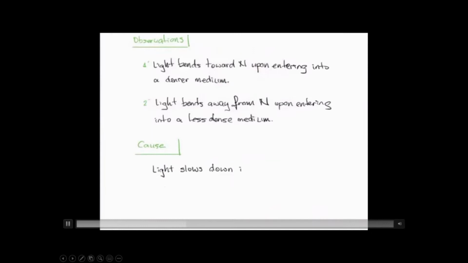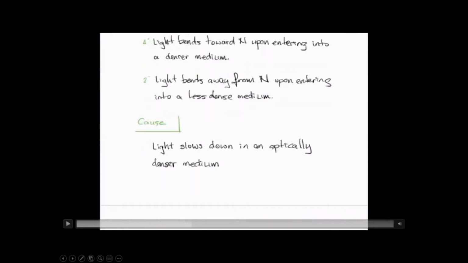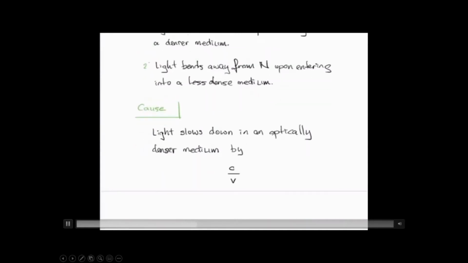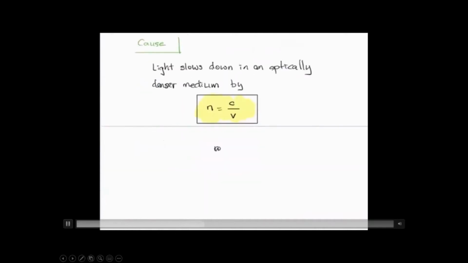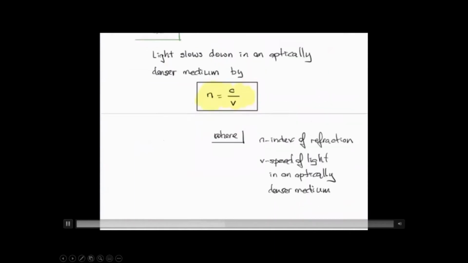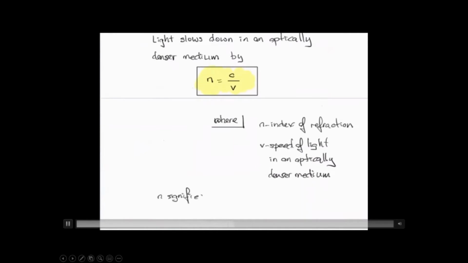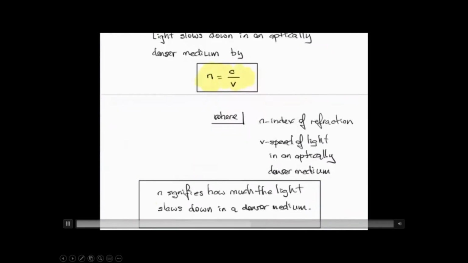The cause is that the light is going to slow down. Light slows down in an optically denser medium in general. So how much does the light slow down? This is the speed of light in a vacuum, and this is the light speed in the optically denser medium. How much the light slows down is known as the index of refraction. V is the speed of light in an optically denser medium, and C is the light speed in a vacuum. So n signifies how much the light is going to slow down in a denser medium.